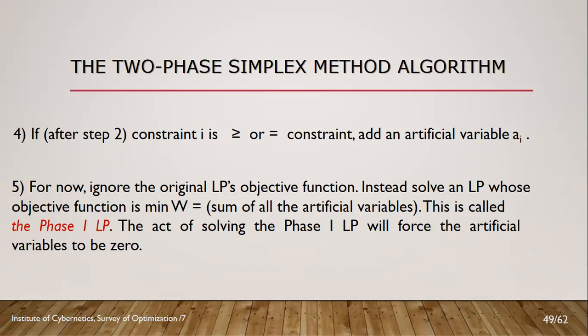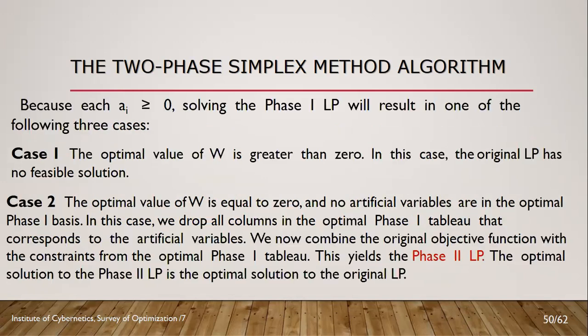The act of solving the phase 1 LP will force the artificial variables to be 0. And because each artificial variable a sub i is non-negative, solving the phase 1 LP will result in one of the following three cases. Case 1, the optimal value of W is greater than 0. In this case, the original LP has no feasible solution. Case 2, the optimal value of W is equal to 0 and no artificial variables are in the optimal phase 1 basis. In this case, this is actually what is very good.